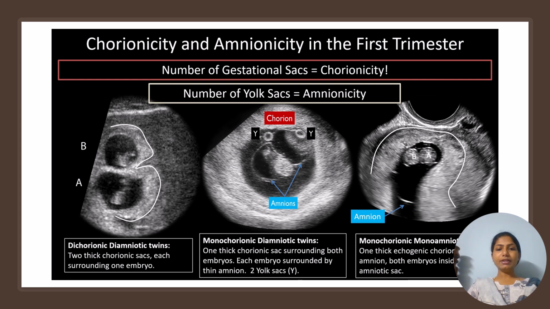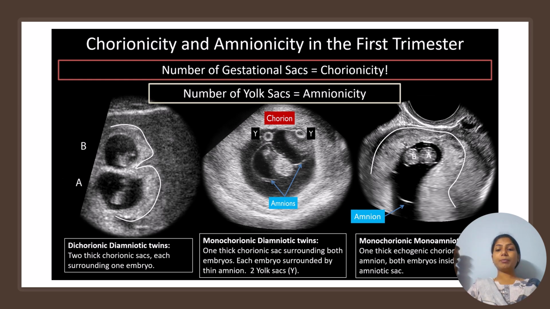So as I already told, the number of gestational sacs defines the chorionicity and the number of yolk sacs defines the amnionicity. So based on this, we can divide the twins into dichorionic diamniotic, monochorionic diamniotic, and monochorionic monoamniotic twin gestation. And amongst this also, monochorionic monoamniotic twins are at a higher risk of both congenital malformations, preterm birth, and early risk of cord entanglement and single fetal demise or intrauterine fetal demise.